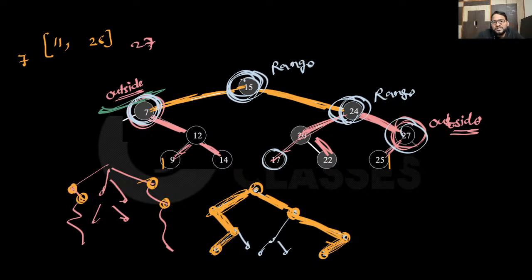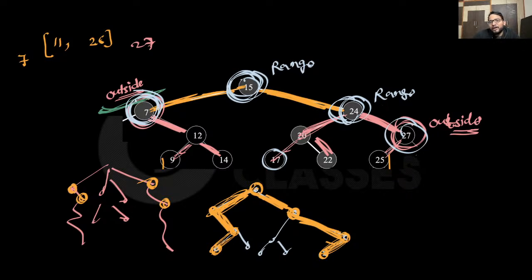Now this border node is sometimes outside your range. This is also a border node. 7 is also a border node. 24 is also a border node. But sometimes it could be outside the range. Sometimes it could be within the range, right? Could be outside, could be within. Is this okay to everyone?